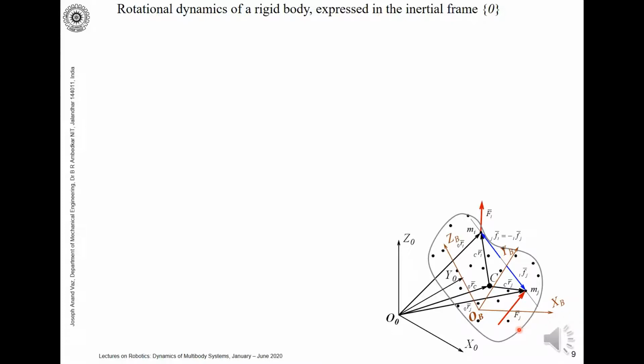We'll also assume that this rigid body has an angular velocity. So the angular velocity is with respect to the inertial frame 0. Let's say that the angular velocity is omega. So omega of B with respect to 0.